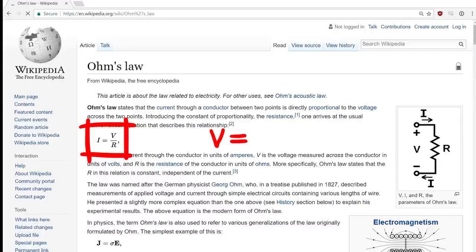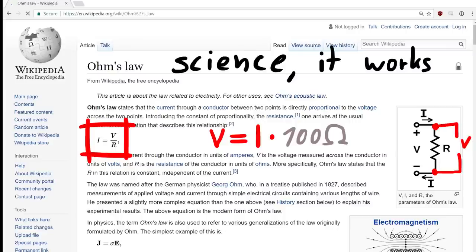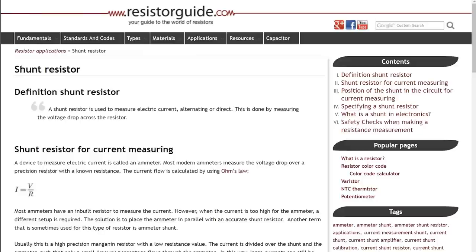Let's solve this equation for voltage, because the oscilloscope can only measure voltage. Then we get voltage is equal to the current times resistance. So when we have a fixed resistor sitting somewhere in our circuit and we measure the voltage across it, then we realize that the voltage we measure is directly dependent on the current. This means when the current changes, so the device under test draws more or less current, the voltage will change. It must change. Ohm's law tells us that. Science. It works.